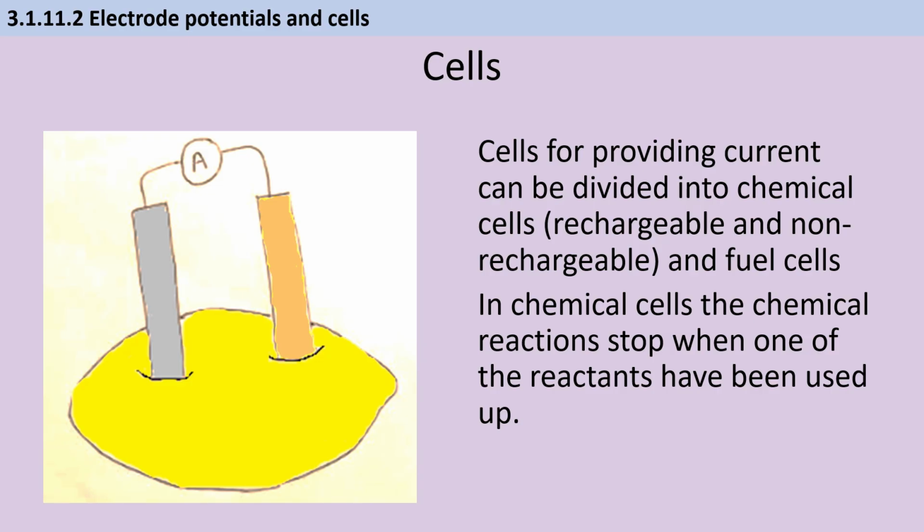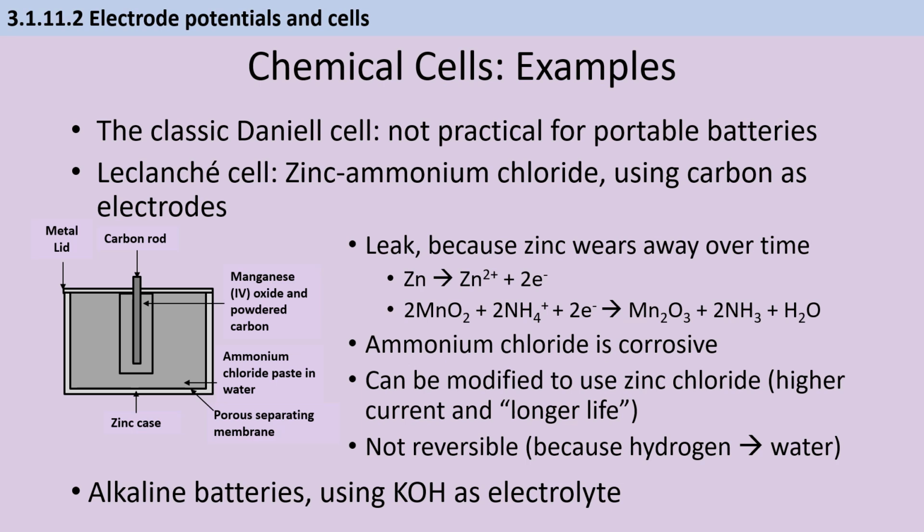But in an irreversible cell, that's not possible, usually because one of the products has then gone on to react further. In contrast to that, a fuel cell doesn't ever stop working because you're constantly supplying the reactants, and so they're never going to run out in the first place. In the AQA A-level Chemistry exams, there aren't named examples of non-rechargeable cells, but the most regularly used example is the classic Daniell cell. This isn't practical for a portable battery because it contains liquids that move around and could spill. The most common everyday cell is a zinc-carbon cell.